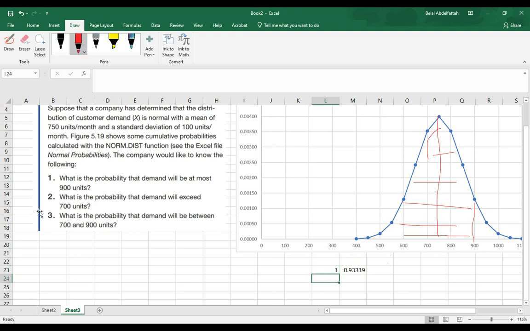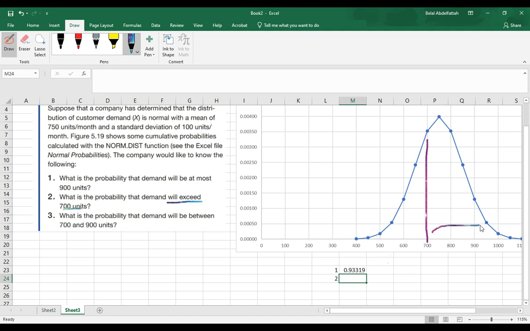Problem number two is saying, what is the probability that the demand will exceed 700? So we're looking at the right side of the distribution because we're exceeding here. So the right side is going to be all of this area that I'm trying to highlight. So what is that in terms of probability? Well, that's a range of probabilities because we're looking from 700 all the way towards the right-hand side. So I could apply the complement rule. Say 1 minus the sum of the complement. So let me go ahead and do that.